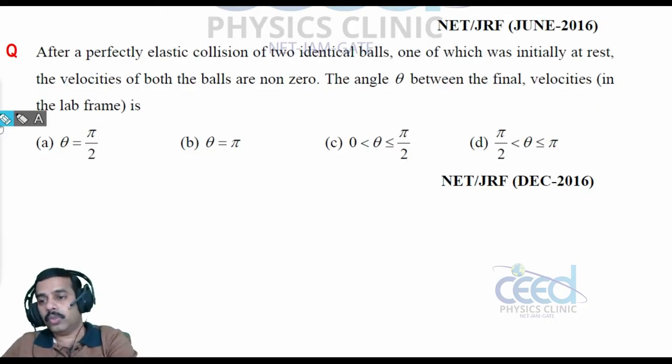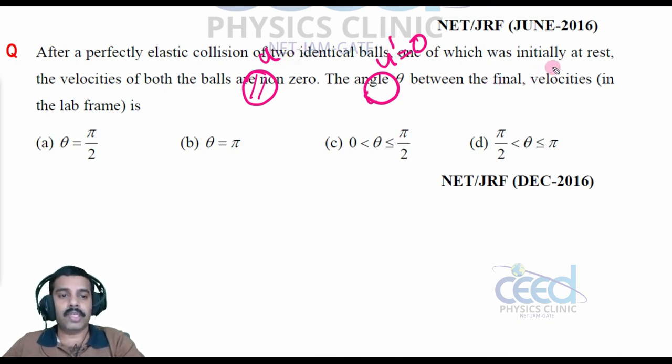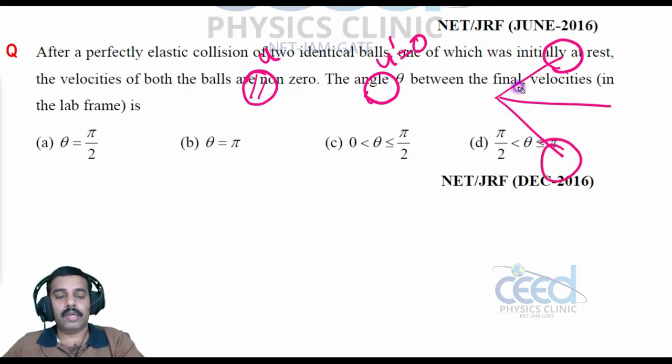So we have two bodies. One is at rest, with velocity 0, and the other has velocity u. After hitting, one goes in one direction and the other goes in another, and there is an angle between these two. So what is that angle that we need to solve?